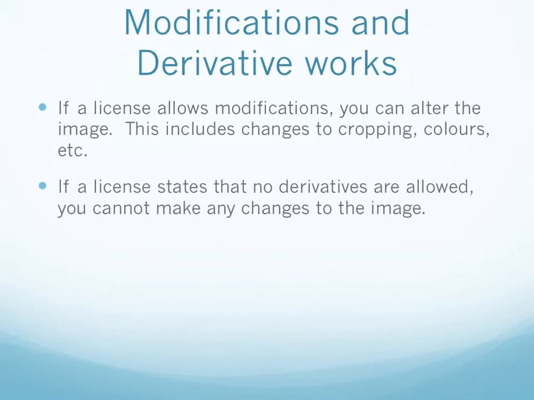Finally, many licenses will stipulate that you either can or cannot create modifications or derivative works. If a license allows modifications, you can alter the image, and this includes things like cropping the image or changing the colors. But if a license states that no derivatives are allowed, then you cannot make any changes to the image. So you'll have to use it in its original form, take it or leave it.